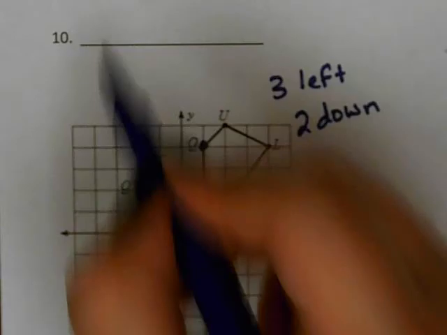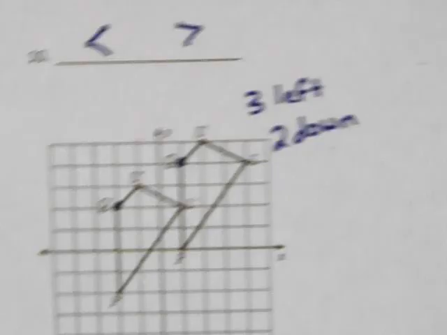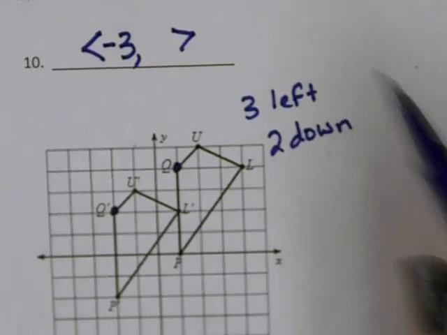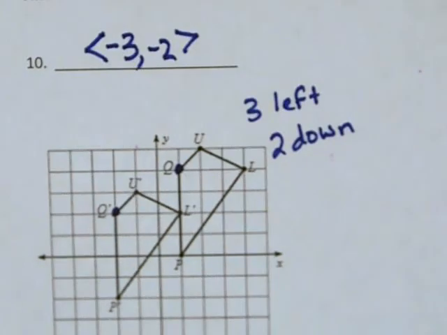When we write our vectors, we have to remember we use the arrows, not parentheses. And if I'm going left, that's going to be negative. So negative 3, and then I'm going down 2, so that's a negative 2. And that's all it is.